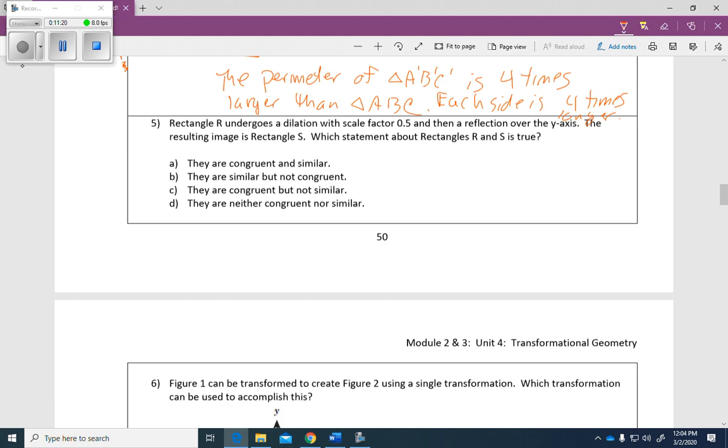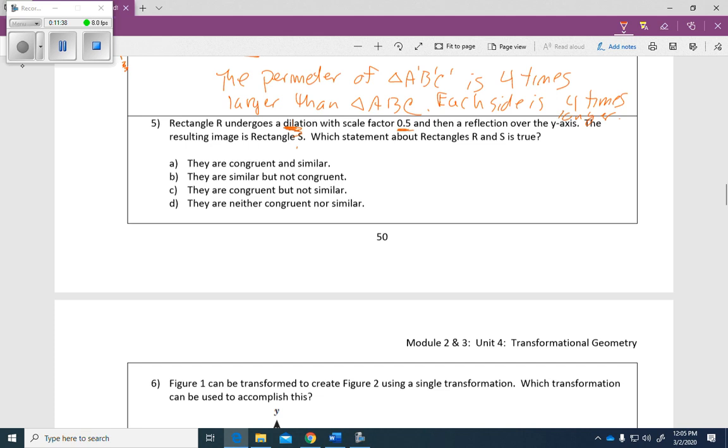So rectangle R undergoes a dilation, that means it changes size, with a scale factor of 0.5, which means it got smaller, and then a reflection over the y-axis. The resulting image is rectangle S. So R becomes S. Which statement about rectangle R and S is true?